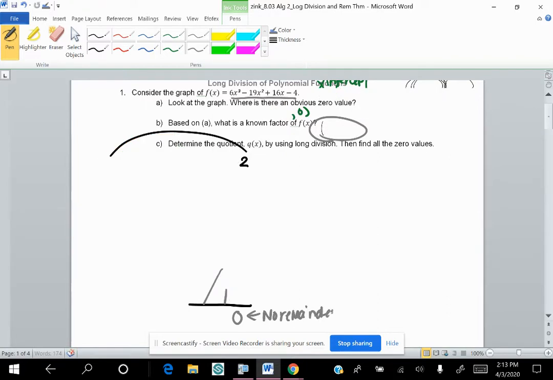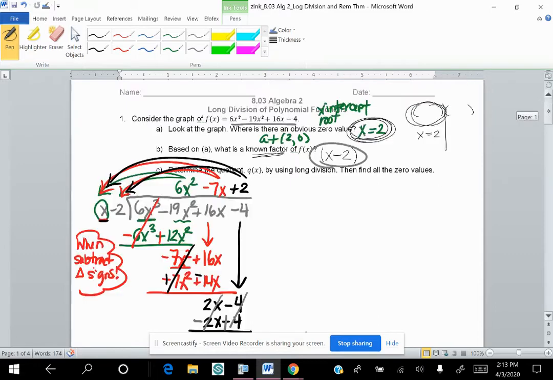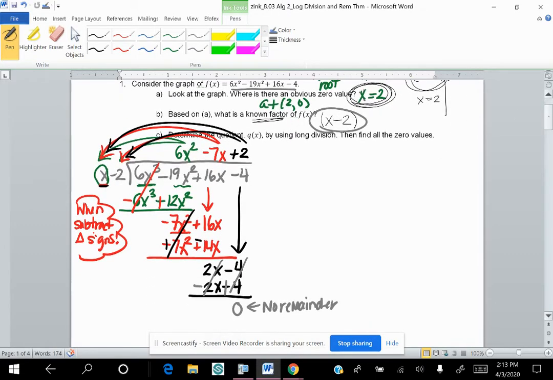There's no remainder for this, which is good news because I chose something that, based off my calculator, I knew x minus 2 is a factor. So if it's a factor of this original equation right here, then that means it does not have a remainder. It goes in evenly, okay? So that's step 1. That's the long division part.